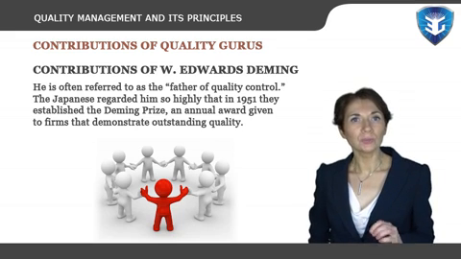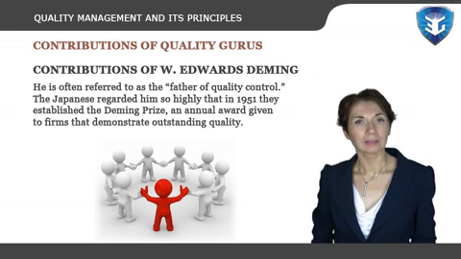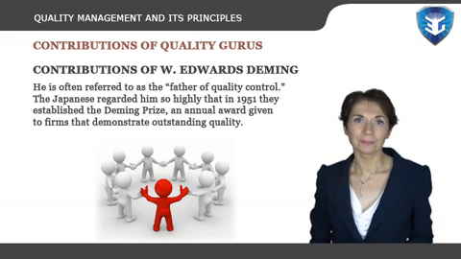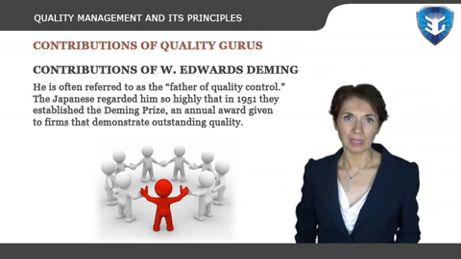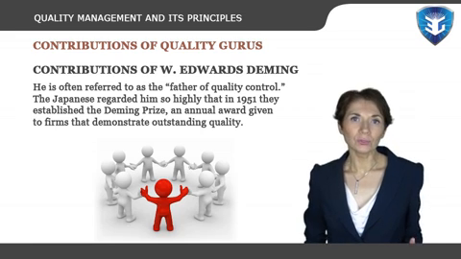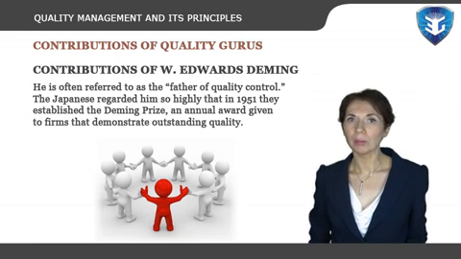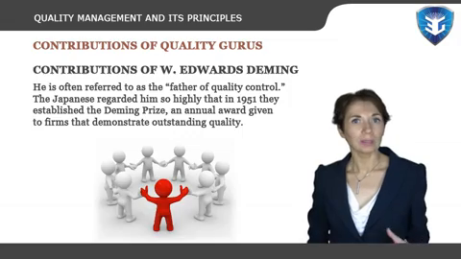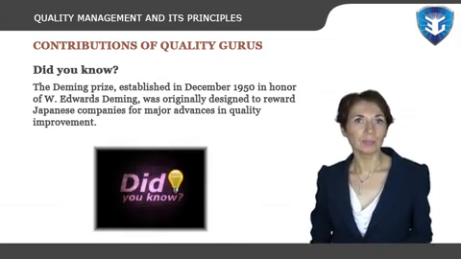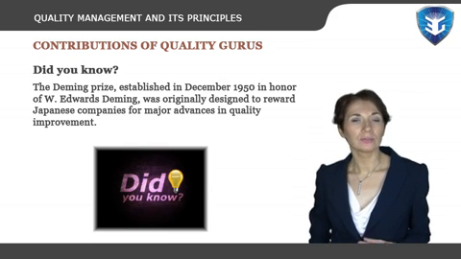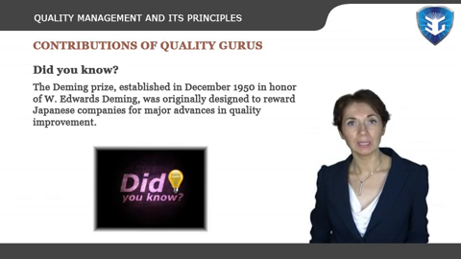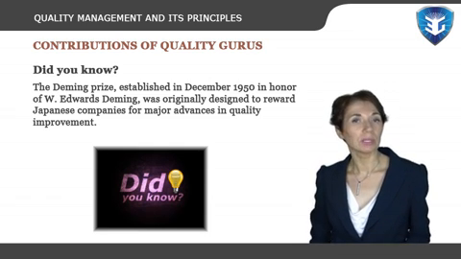Contributions of W. Edwards Deming. He is often referred to as the father of quality control. He was a statistics professor at New York University in the 1940s. After World War II, he assisted many Japanese companies in improving quality. Did you know the Deming Prize, established in December 1950 in honor of W. Edwards Deming, was originally designed to reward Japanese companies for major advances in quality improvement?